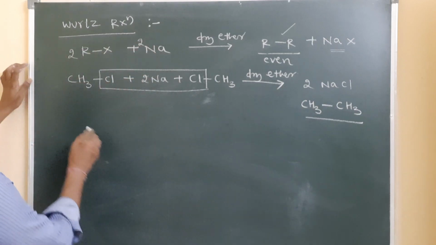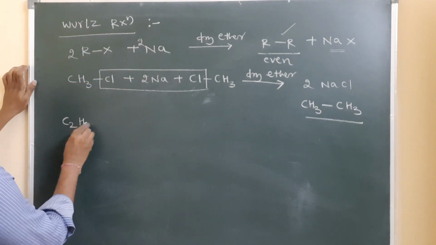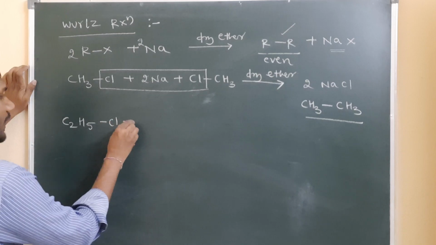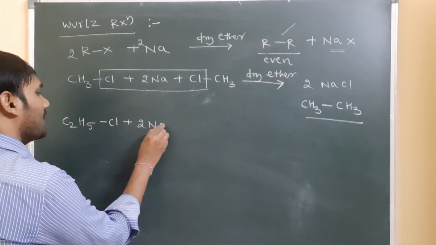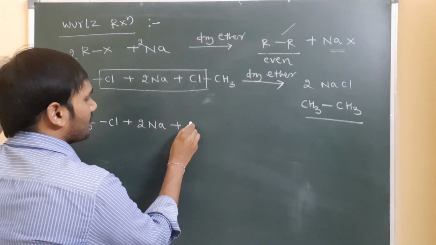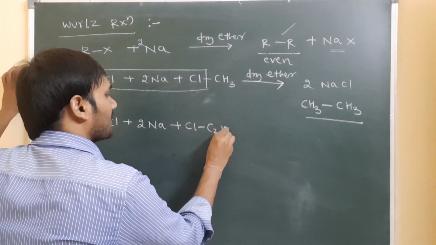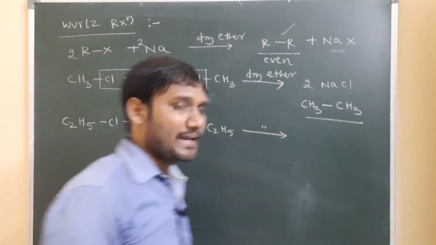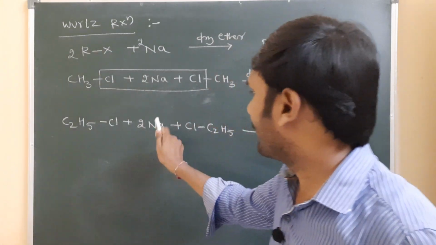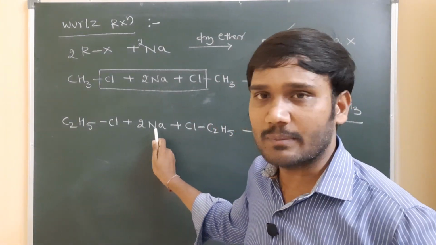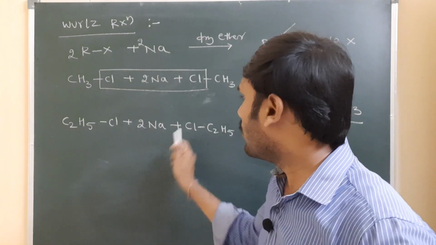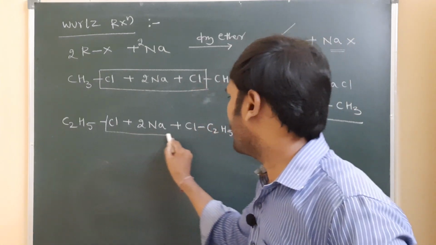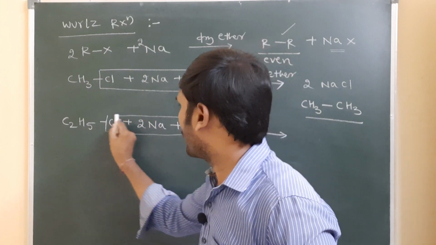Another example I am taking: ethyl chloride with 2 atoms of sodium in the presence of dry ether. Same reaction again: the 2 atoms of sodium react with the 2 atoms of chlorine and will be converted into sodium chloride.